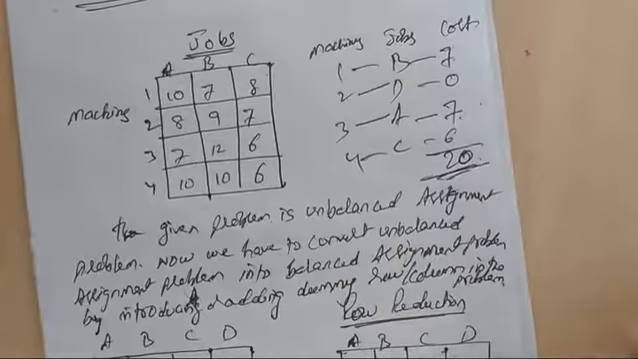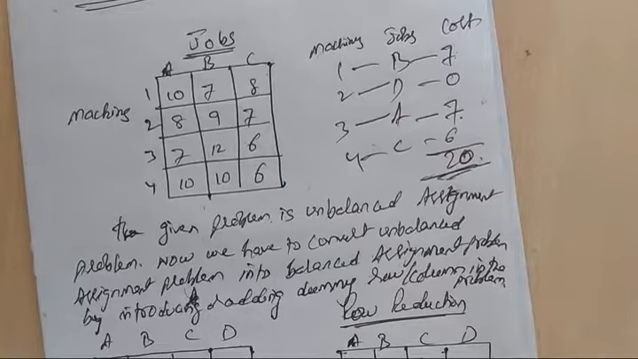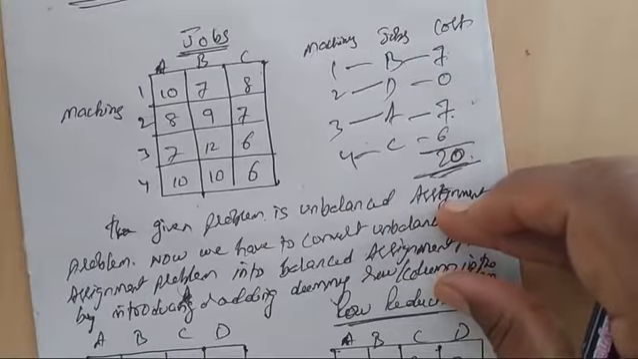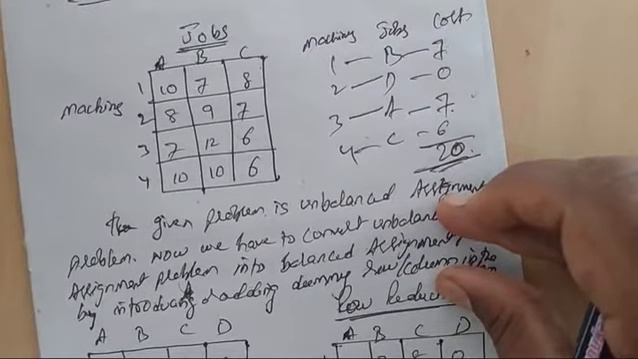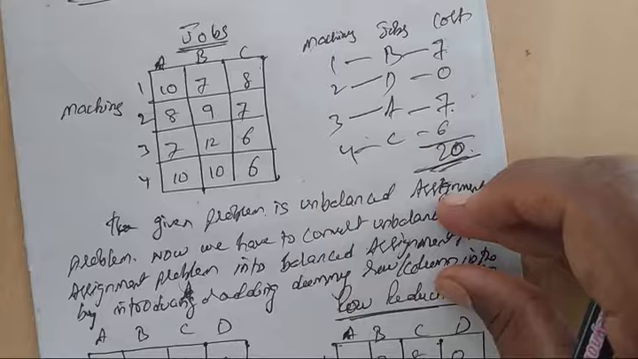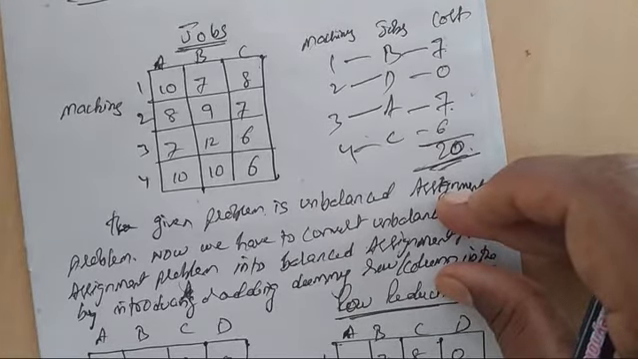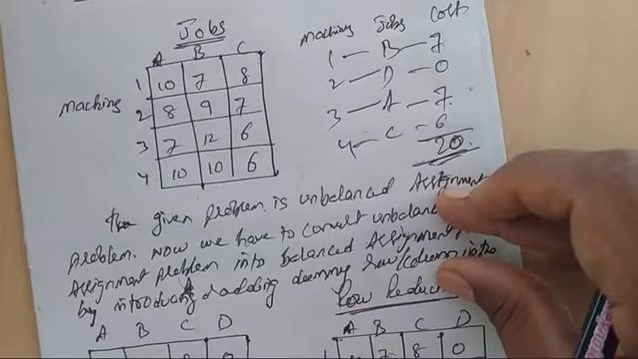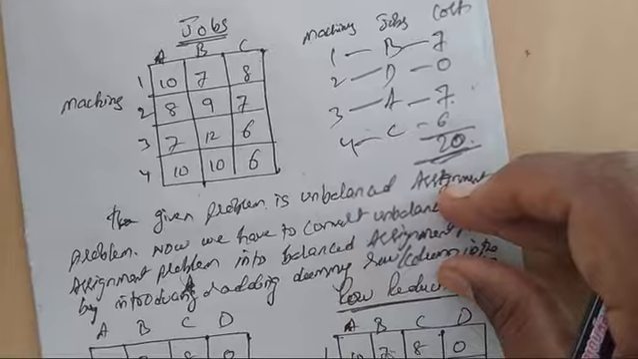This is the unsquared assignment problem, or unbalanced assignment problem. Whenever an unsquared matrix is given, we have to convert it into a square matrix by adding a dummy row or dummy column. After making the square matrix, we apply the Hungarian method. Okay, thank you.